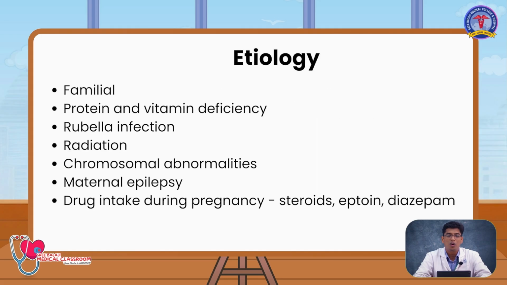Let us see the causes for cleft lip and cleft palate. Familial causes, protein and vitamin deficiency, rubella infection, very commonly seen in India and other developing countries, radiation anomalies, chromosomal abnormalities, maternal epilepsy, drug intake during pregnancy that can cause phocomelia. Steroids, phenytoin, diazepam have been proved to cause developmental anomalies in the face in children.